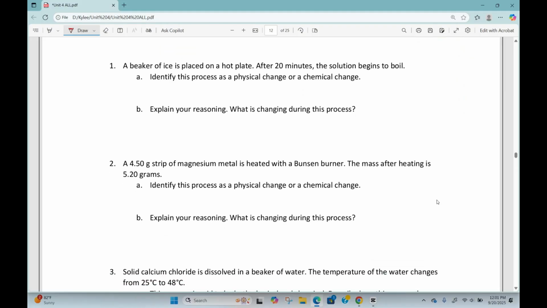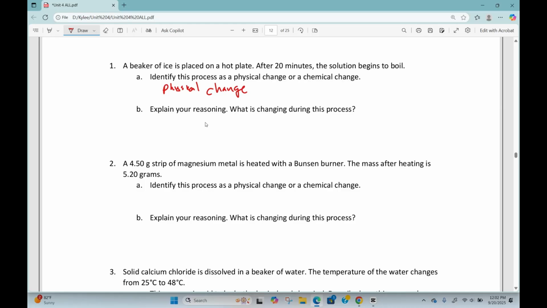Here are a few examples. It says a beaker of ice is placed on a hot plate. After 20 minutes, the solution begins to boil. Identify this as a physical change or a chemical change. And I'm going to say that this is a physical change. And then they want us to explain our reasoning.